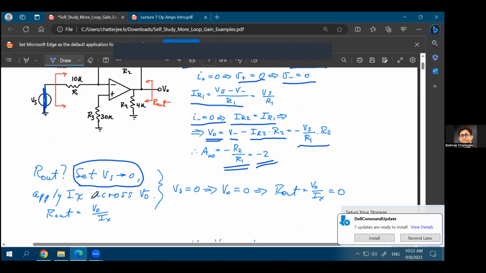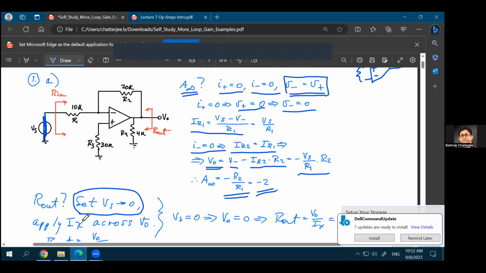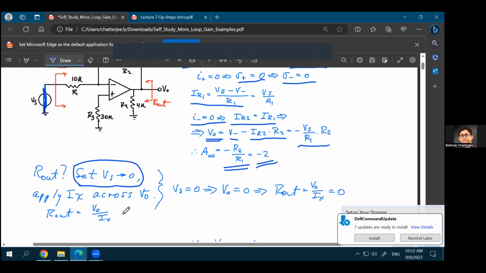And then you will apply an arbitrary amount of current or voltage at the output node, and you'll try to measure the other quantity. If you're applying a current, you'll try to measure the voltage. If you're applying a voltage, you'll try to measure the current. That's what you're doing in lab 1 as well, right? And the ratio of that voltage and current will be your output resistance.